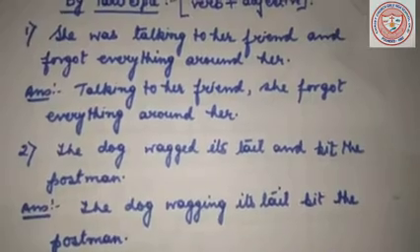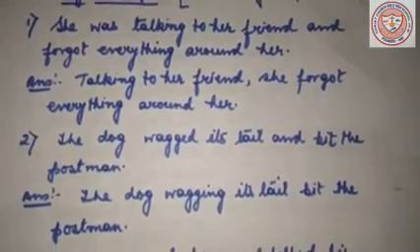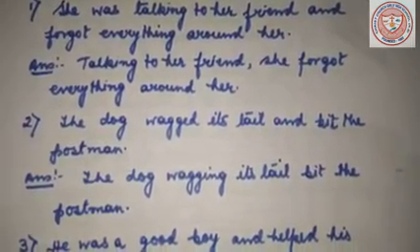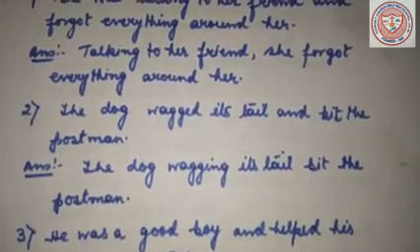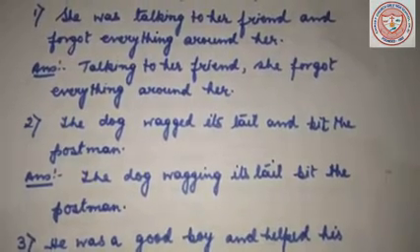Example number 1 is, she was talking to a friend and forgot everything around her. If we transform this sentence with the use of participle, it will be like this. Talking to her friend, she forgot everything around her. So what is the participle over here? Talking. Okay, she was talking. What she was doing? She was talking.